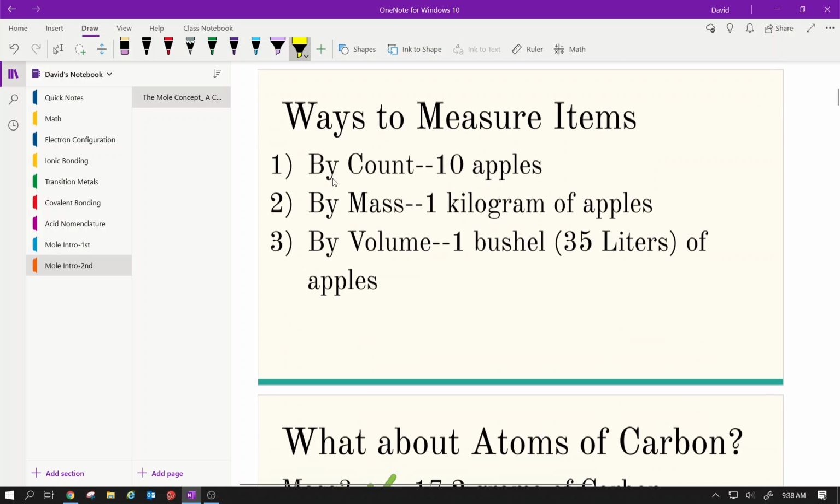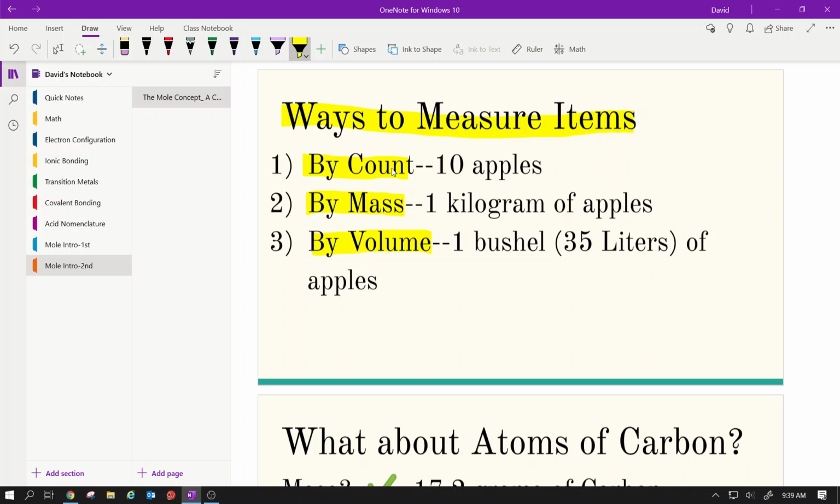There are some different ways to measure items. Ways that we can measure items. And we can measure them by count, by mass, or by volume.